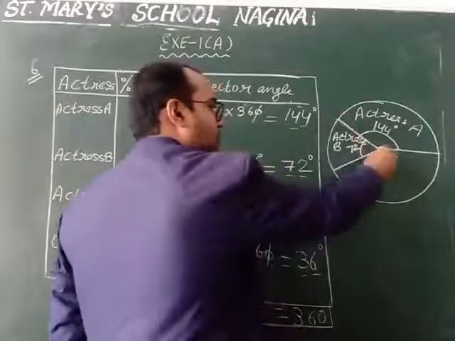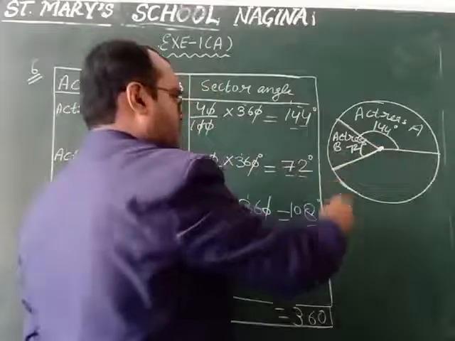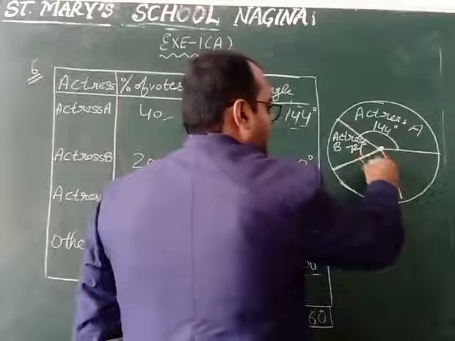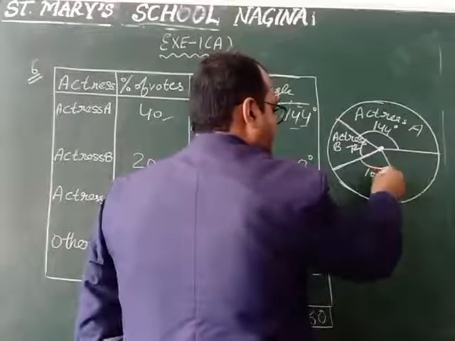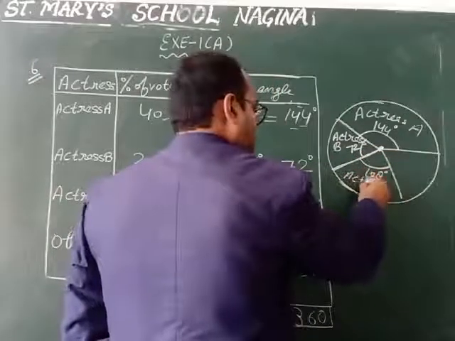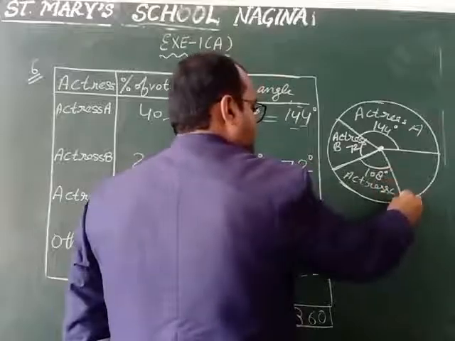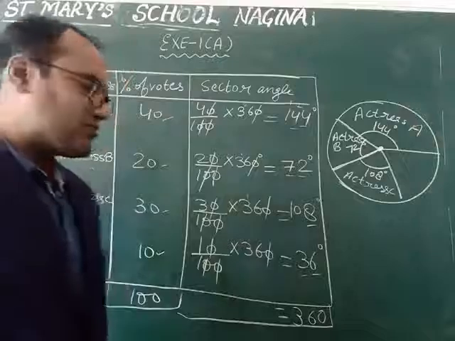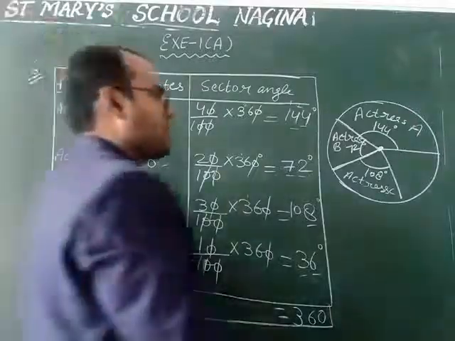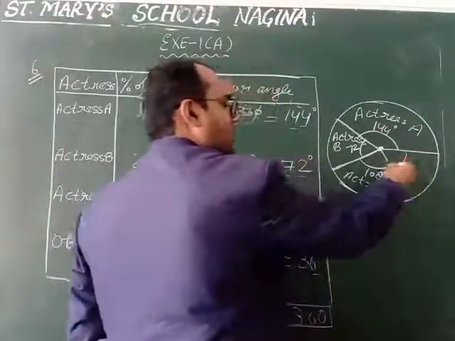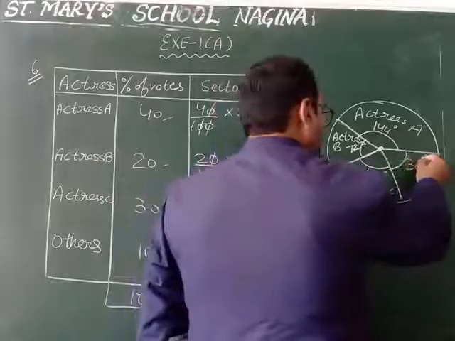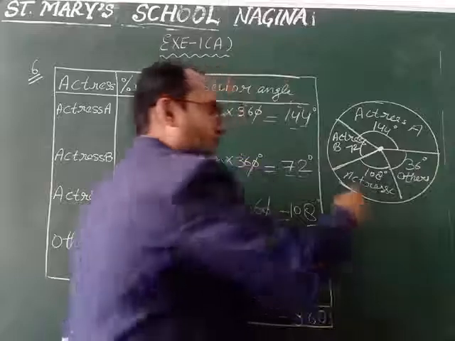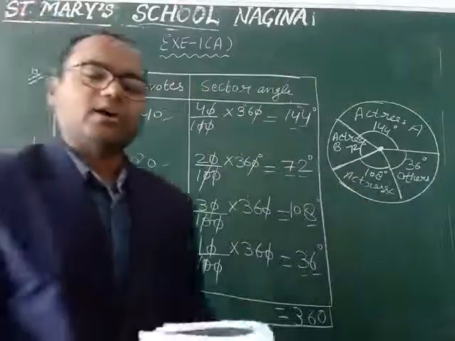Now protractor we have to keep here and we have to draw an angle of 108. Then this angle we will get 108 degree for actress C. Now only one angle is remaining, 36 degree. So this remaining portion will be here. So we will write this is 36 degree and this is for others. So like this you have to draw the pie chart.